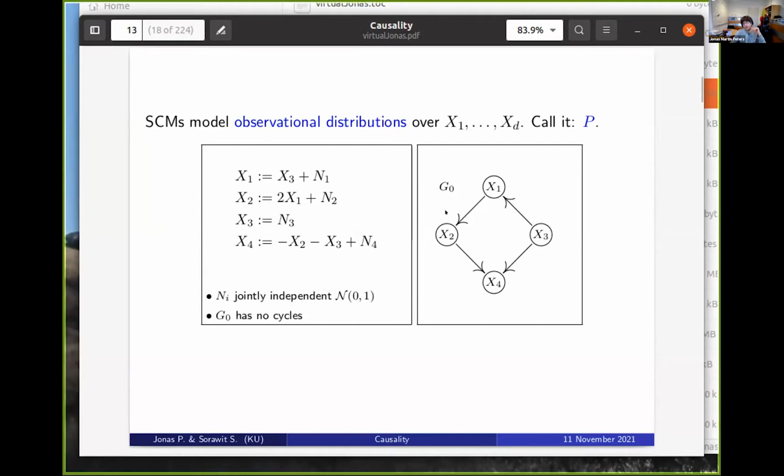Now, I should maybe say, what is this graph? So how do we induce the graph? This was the other property that we need from a causal model. So this is quite natural, I hope. You just always draw an edge from the variables that appear on the right-hand side to the variables that appear on the left-hand side. So here, for example, there will be an edge from x3 to x1, because x3 appears on the right-hand side.